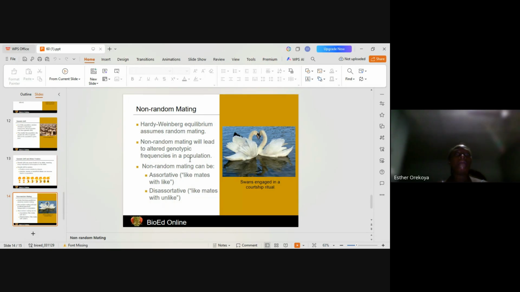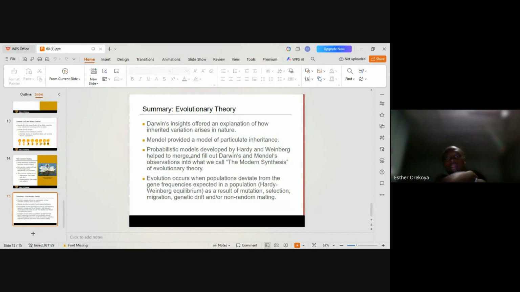Think about non-random mating. Non-random mating will lead to an altered genotypic frequency in a population, because the Hardy-Weinberg principle and equilibrium assumes random mating. For example, on the right hand side of my screen are two swans engaged in a courtship ritual.